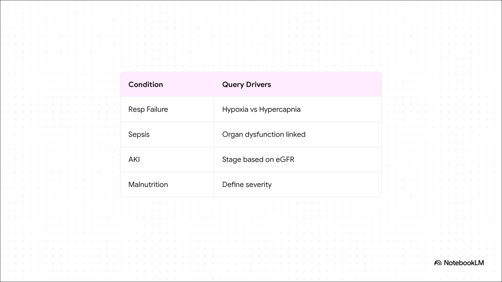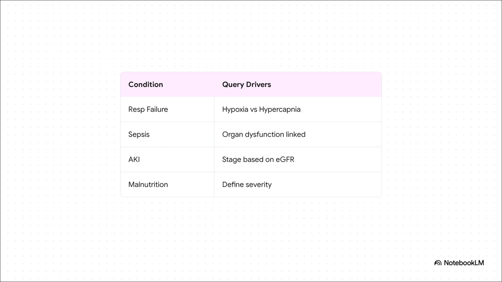And when you are formulating those queries, you need to focus on high-yield drivers. These are the conditions that often make the difference between a standard DRG and a higher-weighted one with a major complication or comorbidity. For instance, with acute respiratory failure, we need to clarify the underlying etiology. Is it hypoxic or hypercapnic? With sepsis, what's the exact organ dysfunction linked to the infection?